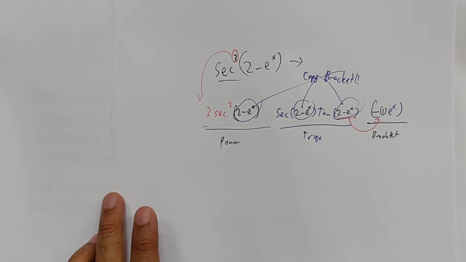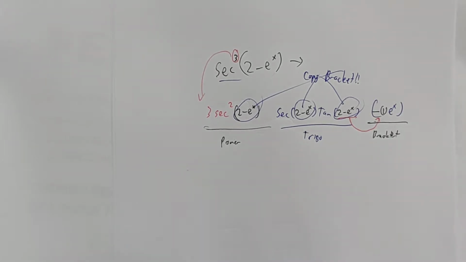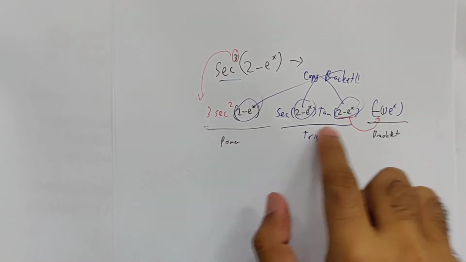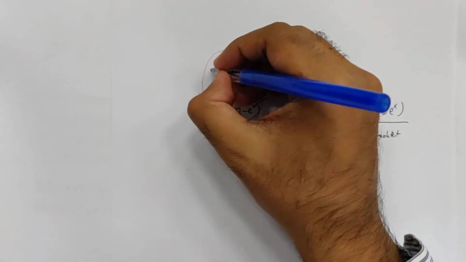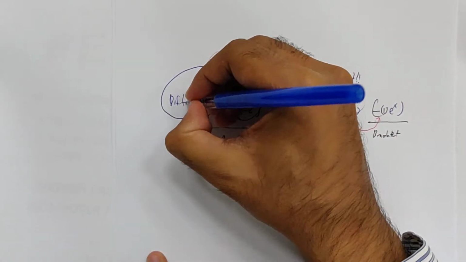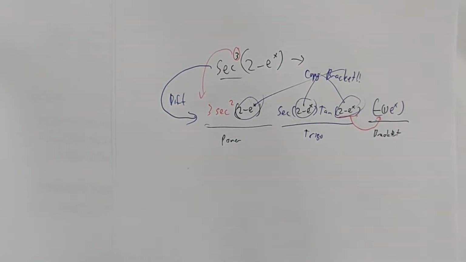Are you done? Can I continue? This one, the power has been differentiated. This one is the result. This is the result of differentiation. Yeah, it's long, but if you remember the process power, trigo, bracket, you'll be fine, okay?